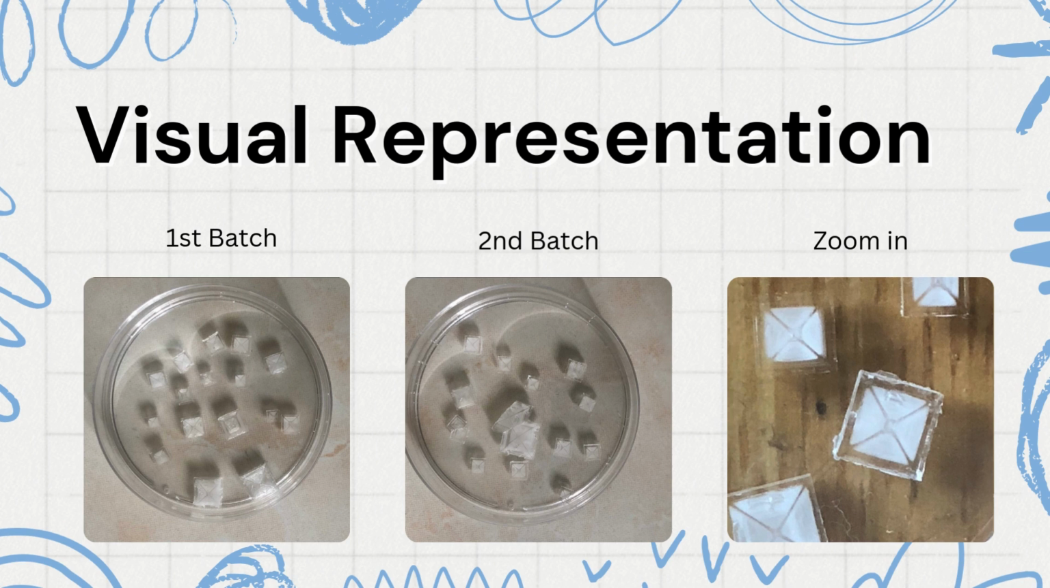Here is an example of my crystals which formed after a week, and we can see there are two batches, where the first batch looks all square, while in the second batch there's one which got stuck with each other. But when we zoom in, they look like a square or cubic shape with straight edges and flat surfaces. These blocks are formed because particles in salt arrange themselves in a repeating pattern, making these shapes.